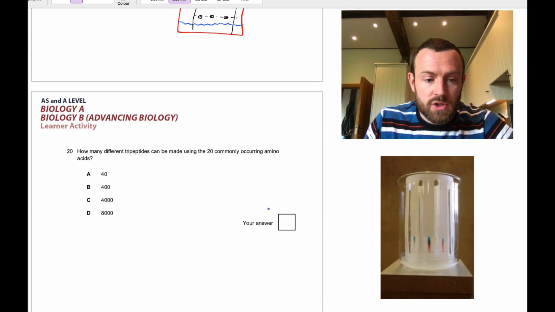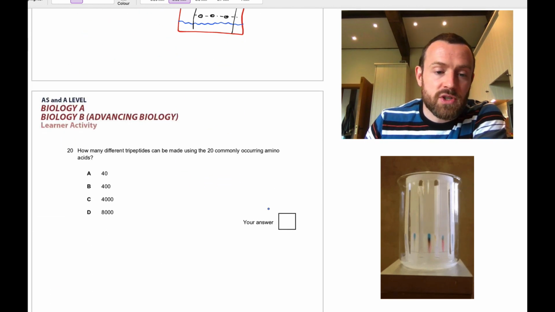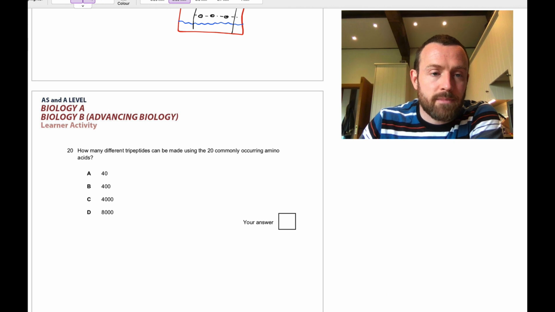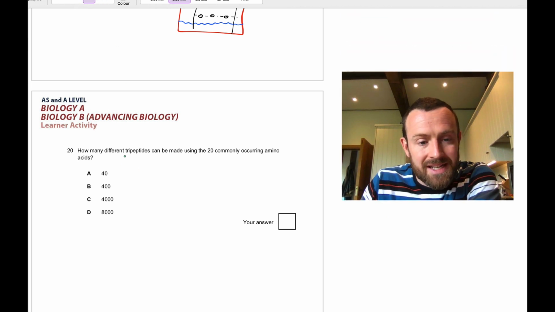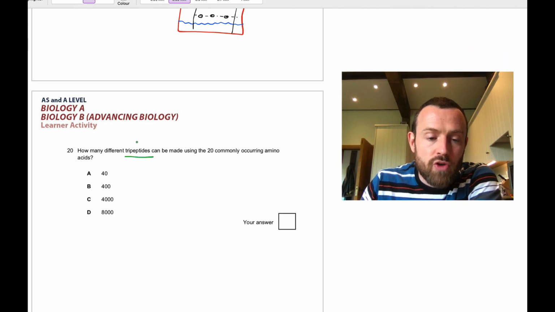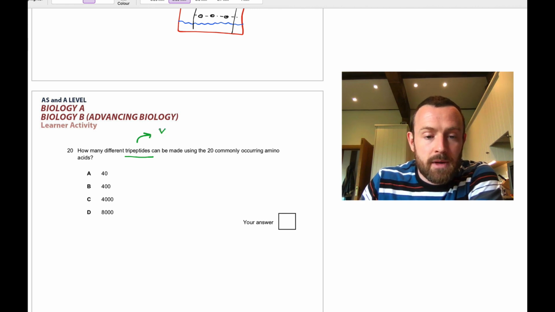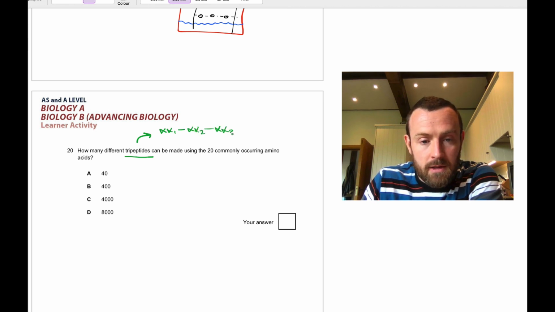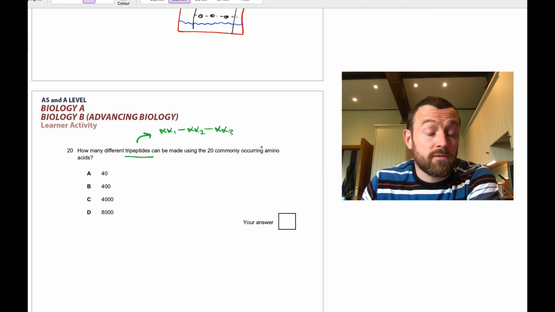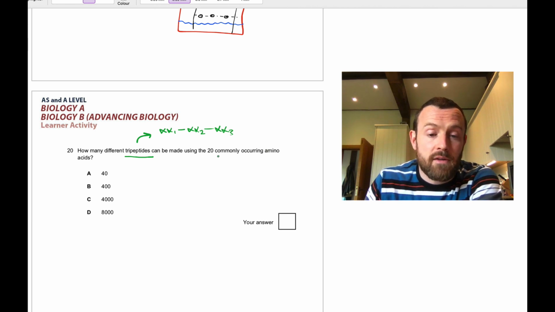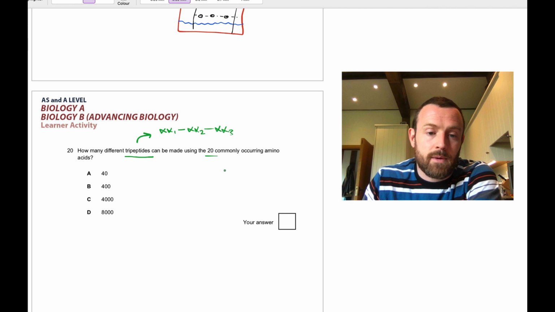Last question, question 20. Ooh, bit of maths question here. Okay, tripeptide. It's maths, it's also understanding this word, tripeptide. Tripeptide, tri means 3. So that's 3 amino acids together. So we've got amino acid 1, amino acid 2, and amino acid 3 in a chain. How many different versions or combinations could you have if there are 20 amino acids?